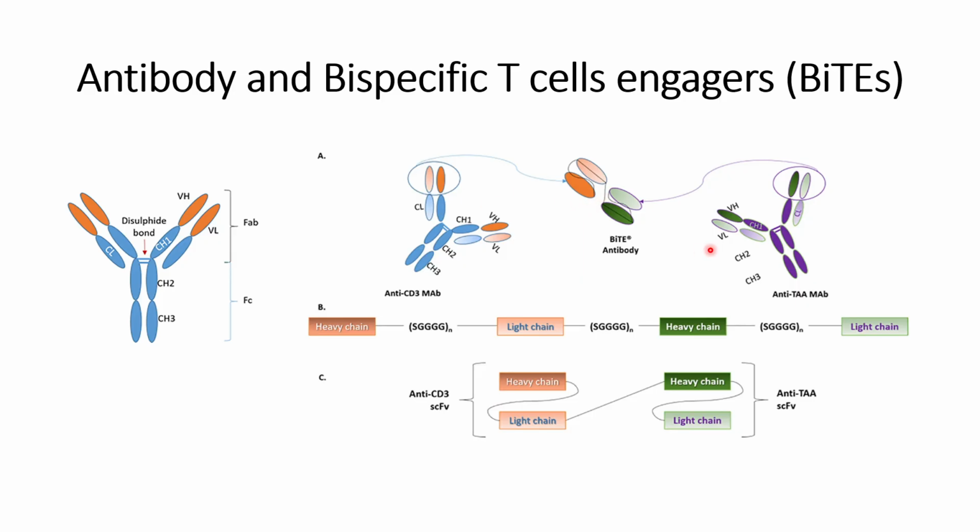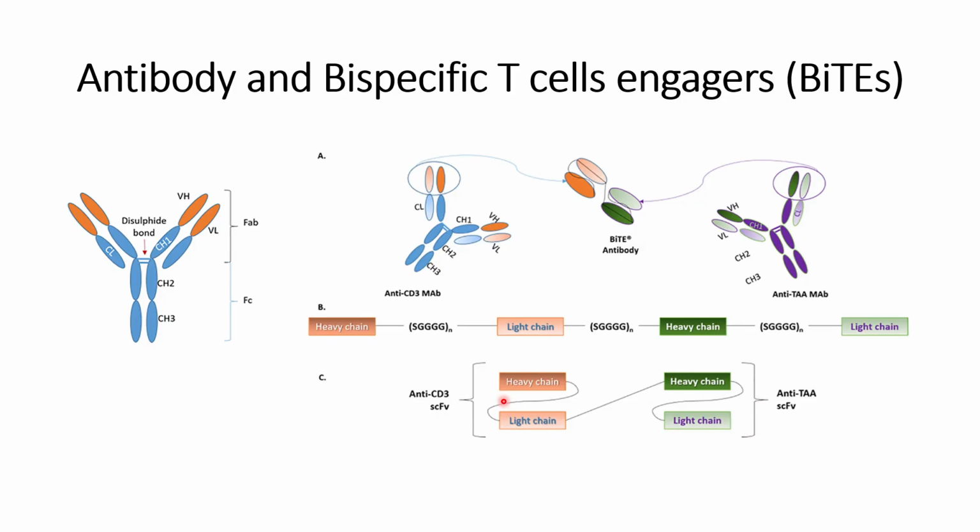And what are these two monoclonal antibodies? The first one targets T cells, that is the anti-CD3 monoclonal antibody, and the second one is a tumor associated antigen monoclonal antibody that can target the tumor antigen. Once they are linked together using serine glycine linkage, they form a polypeptide, and that polypeptide forms like this: heavy chain connected to the light chain, connected to the heavy chain, and this light chain.